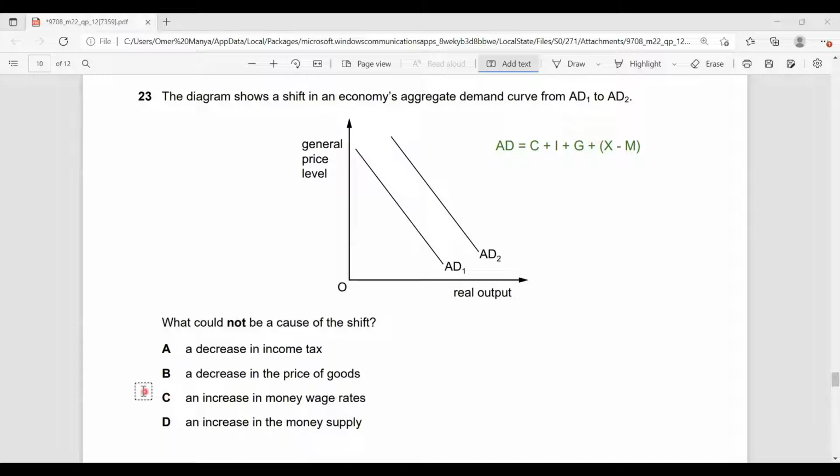Now, if you look at B, a decrease in the price of goods, this will lead to a movement along the AD curve, not a shift of the curve. So B is the answer.